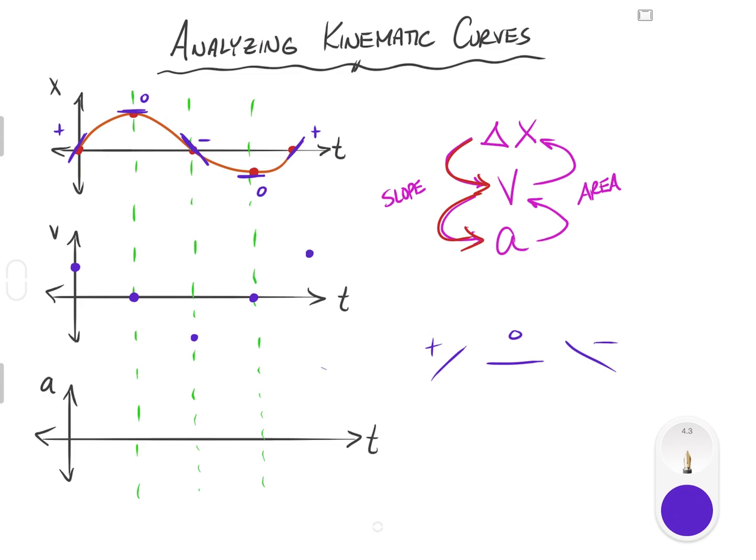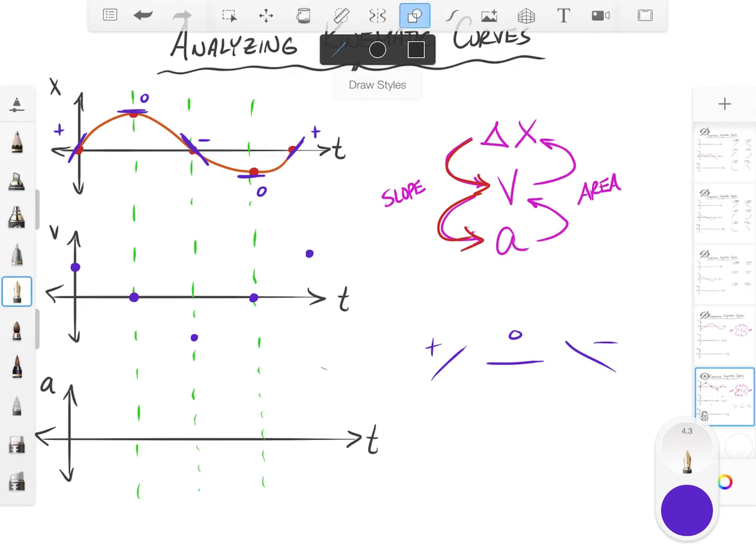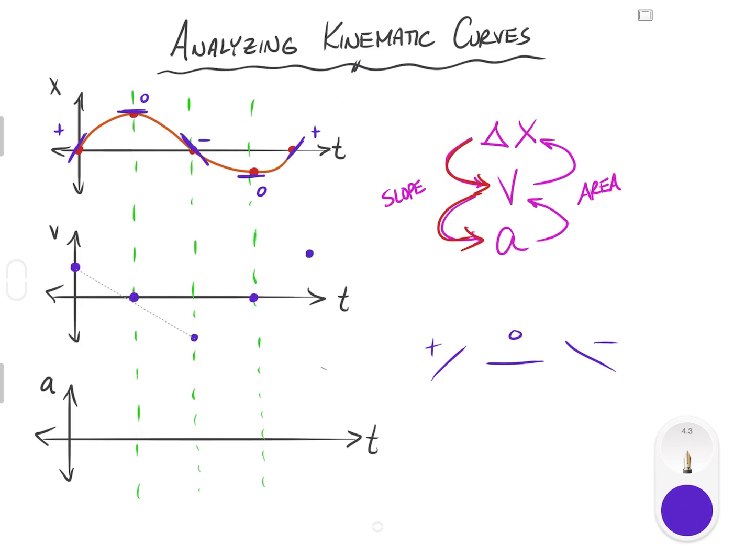All right, once I have those points, you can probably see where this is going. All I need to do is connect those with some kind of line. Okay, so this is what the correct velocity time graph looks like.